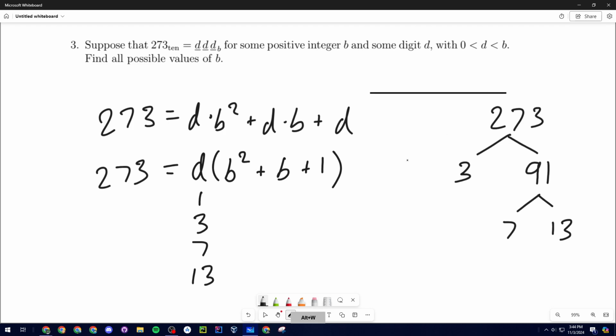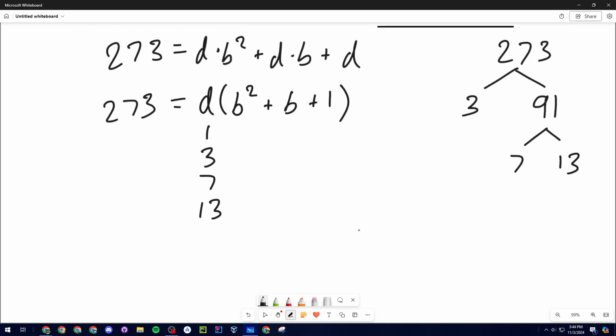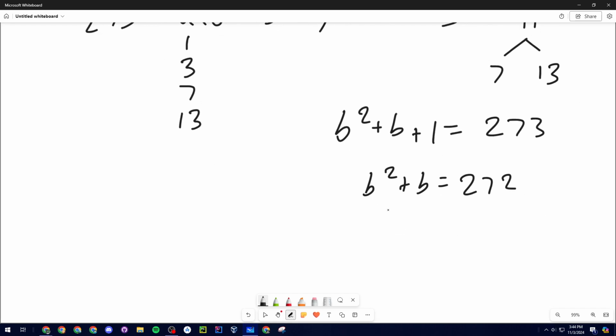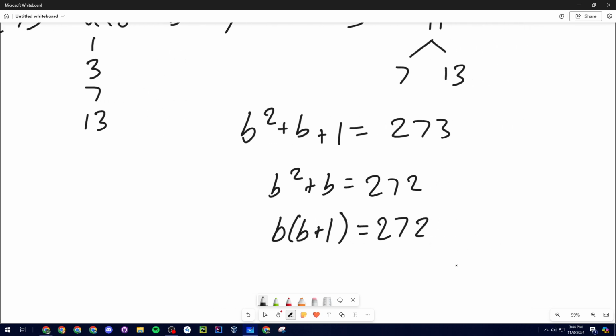But yeah, so if d is 1, then b squared plus b plus 1. Here we're just doing cases now. So that's equal to 273. So b squared plus b is equal to 272. This is a nasty quadratic. You can move it over and you'd probably be doing the same thing that I'm about to do. But what you can do is see that I need 2 consecutive integers that when you multiply, you get 272. So 272, that is a multiple of 4.